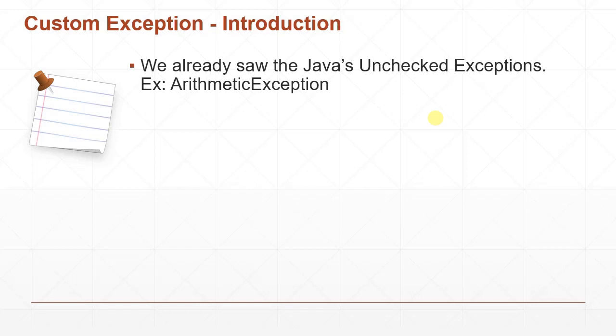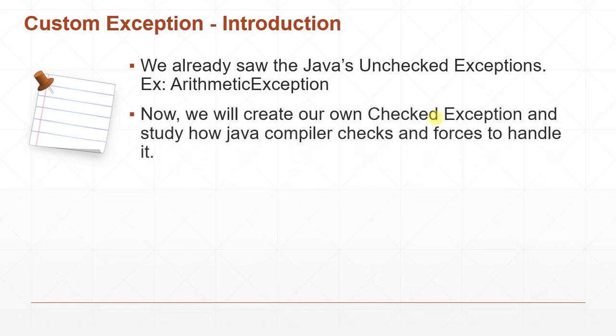That's why the Java compiler doesn't force us to handle those exceptions. So we voluntarily kept try and catch, and we explored those unchecked exceptions. Now we will create our own checked exception and study how the Java compiler checks this checked exception and forces the calling code to handle it. So when a method throws a checked exception, the calling code of that method should handle that exception, or it can delegate that to its caller. So you will get more picture as we proceed with this video.